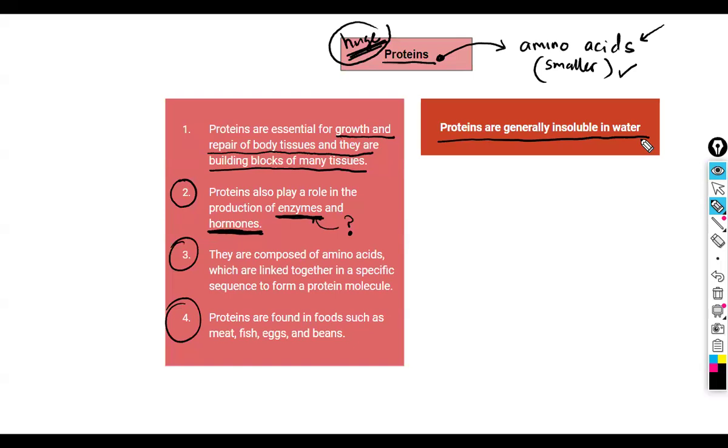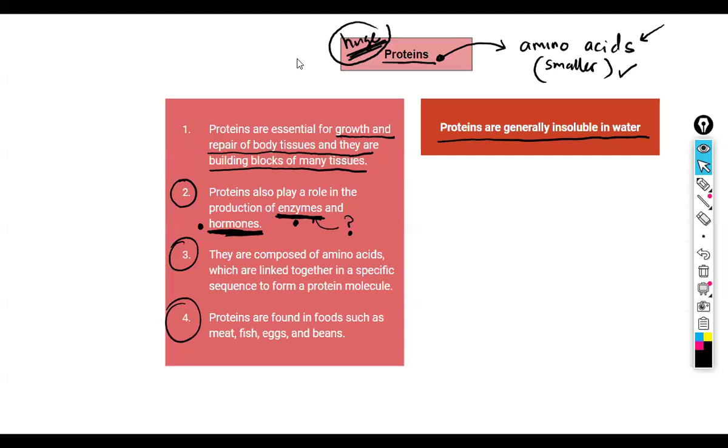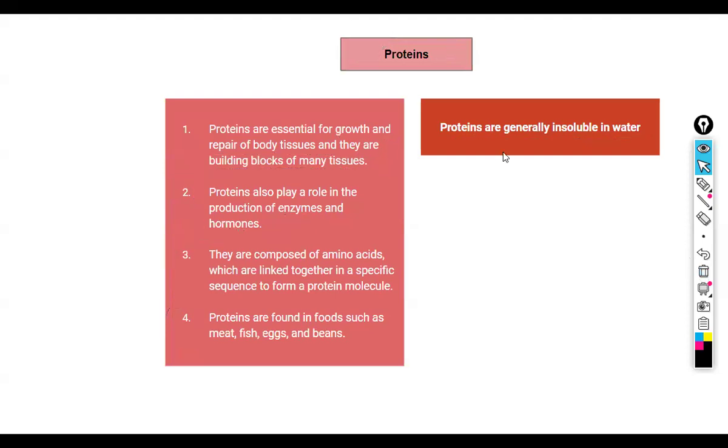Take down everything on the screen, right? Let me know when you are finished. All right. Let's double check it to make sure we didn't forget anything with proteins, right?